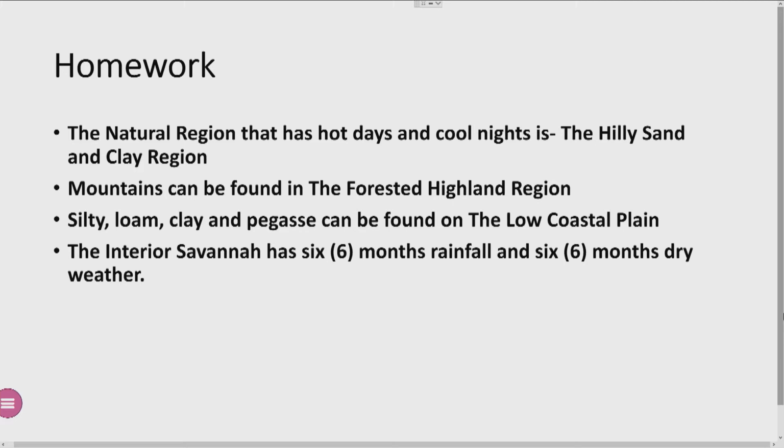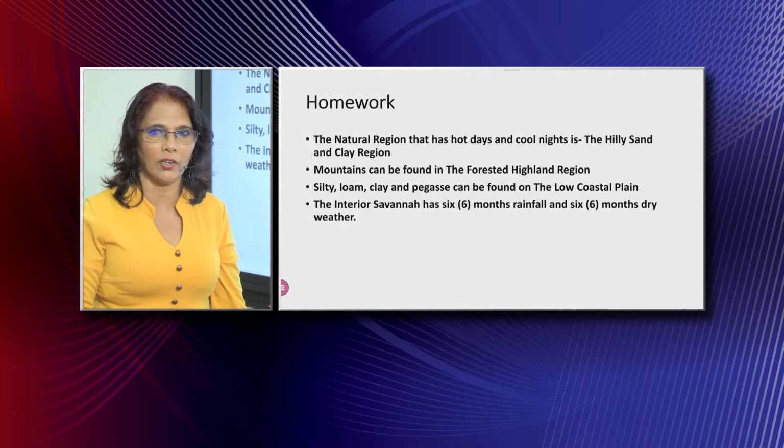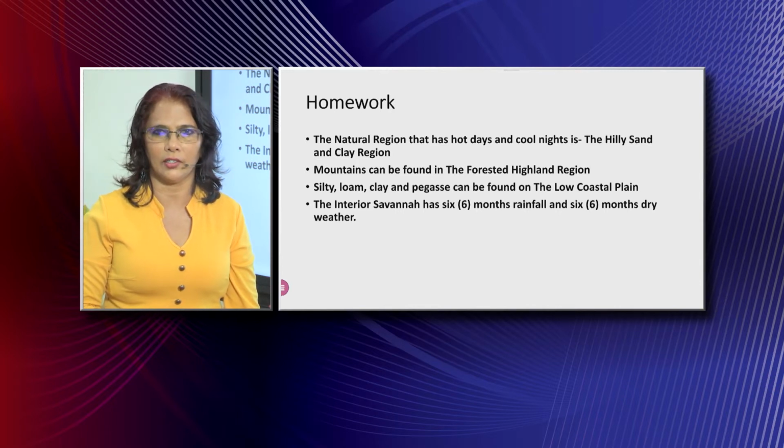Silty loam, clay, and pegas can be found on the low coastal plain. The interior savanna has 6 months rainfall and 6 months dry weather. The natural region that has 6 months rainfall and 6 months dry weather is the interior savanna.